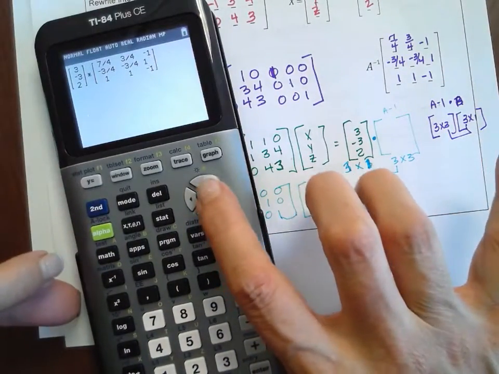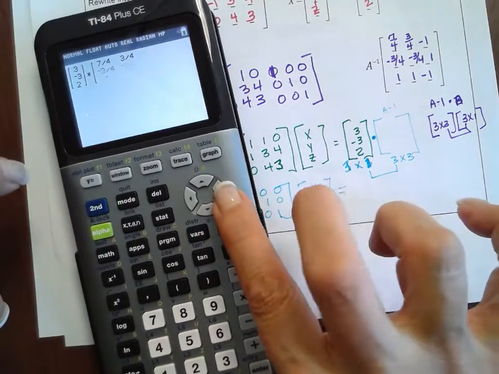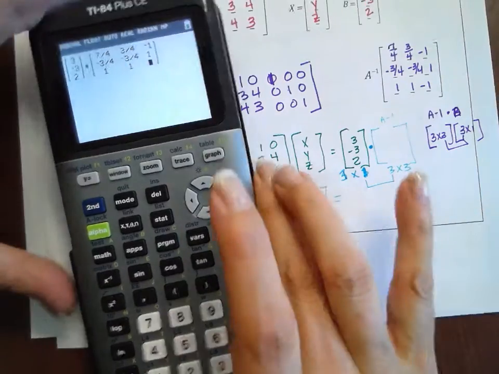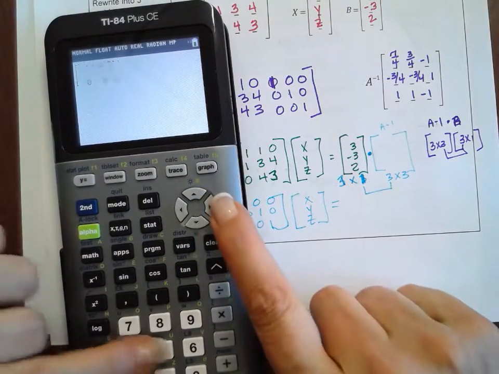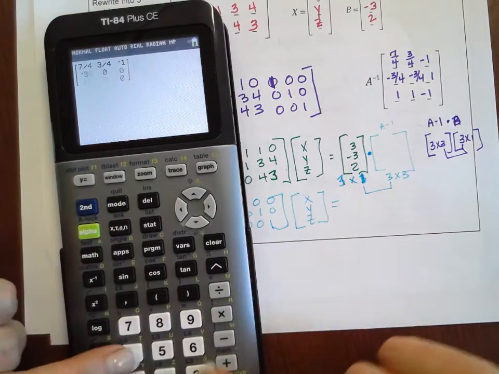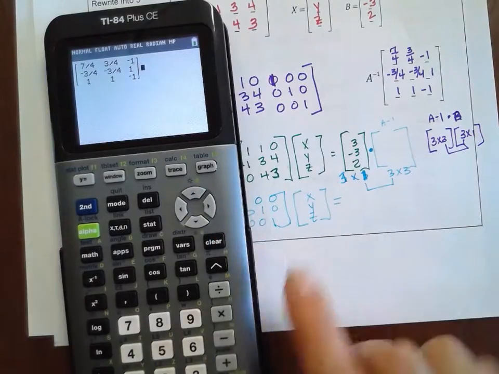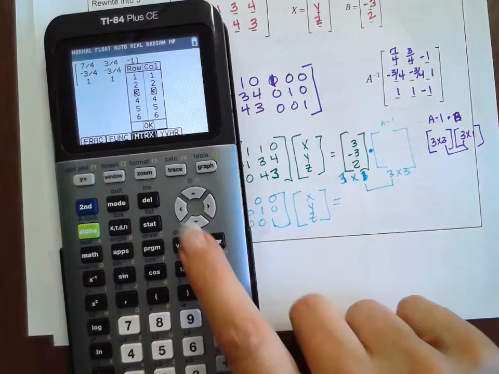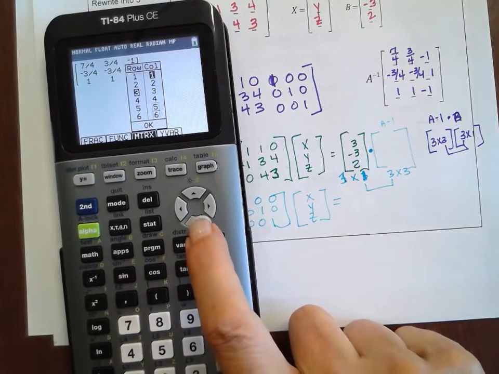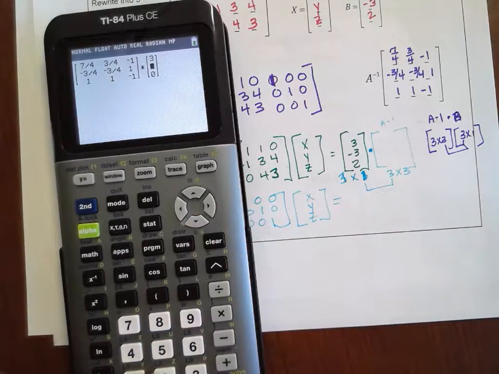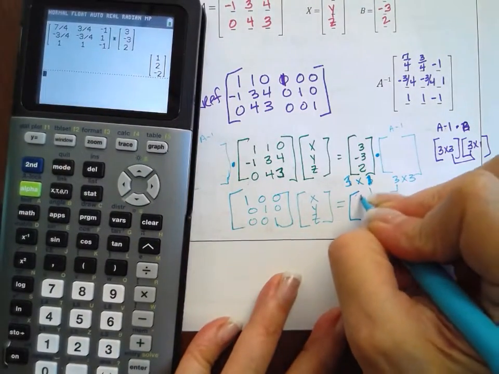All right, so now when I enter it and times it by, I'm not going to get the error code. Okay, and so my answer then is 1, 2, -2.